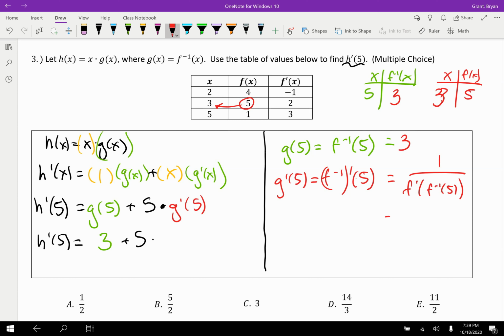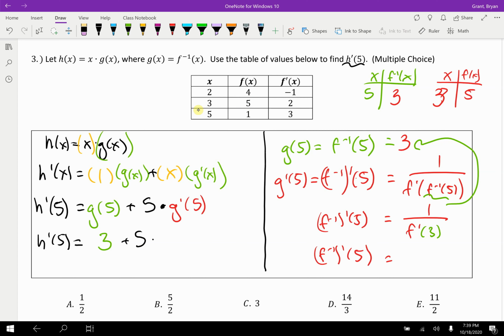And luckily, we've actually done a lot of the legwork already. We already know that f inverse of 5 is 3. That's what we found up here, so that's cool. And then to find f prime of 3, so again, this is all to find the derivative of the inverse of f. Okay, f prime of 3, well, let's just go to our table. F prime of 3 is 2. We're not going backwards here, it's just plain old f prime. And so this becomes 1/2.